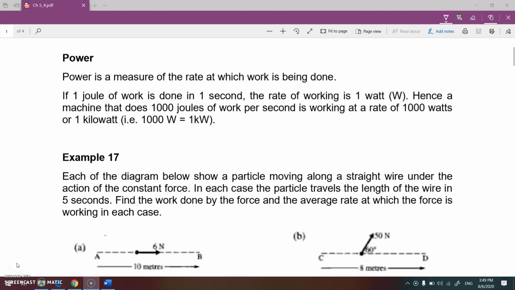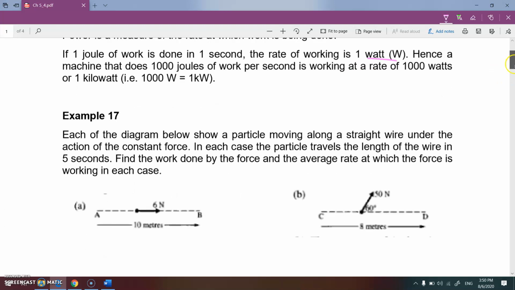Okay, power is a measure of the rate at which work is being done. If 1 joule of work is done in 1 second, the rate of working is what we call a watt. Hence, a machine that does 1000 joules of work per second is working at a rate of 1000 watts or 1 kilowatt. We look at example 17.